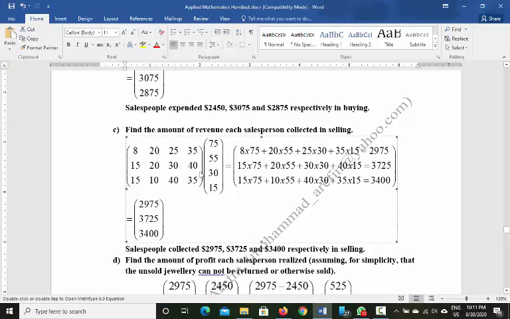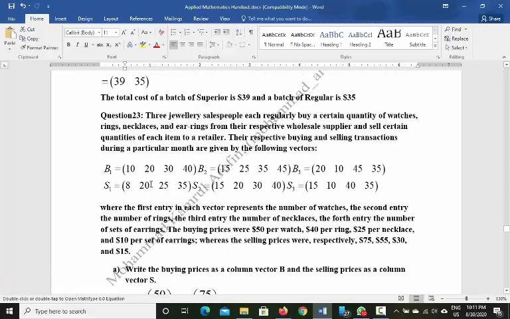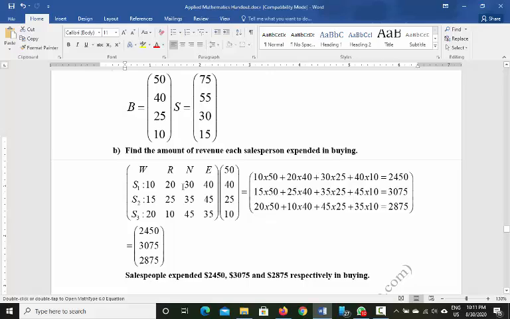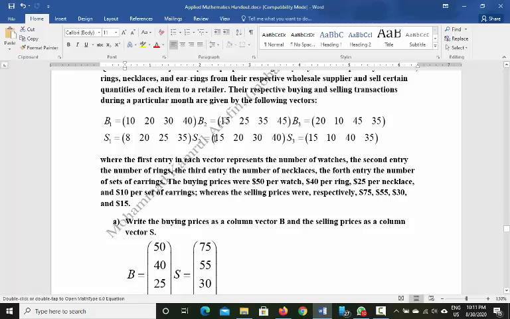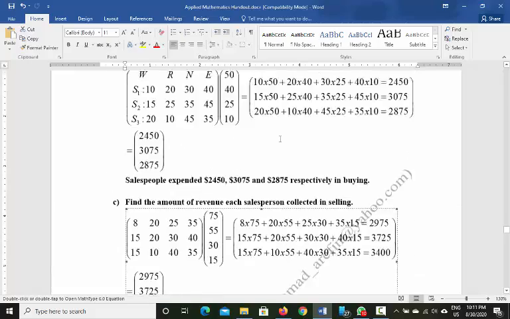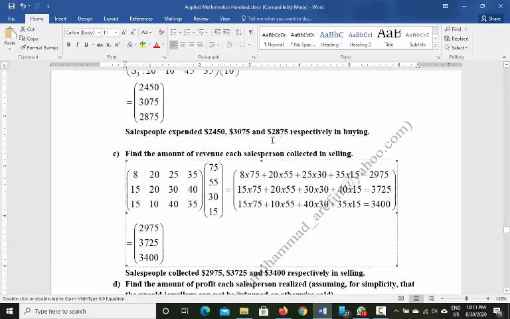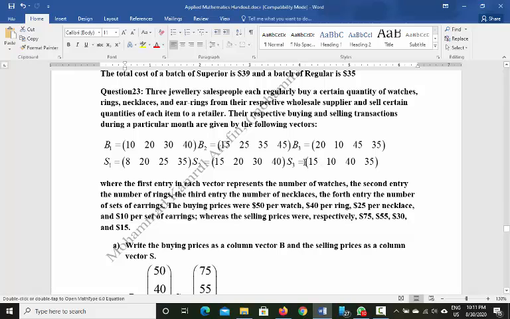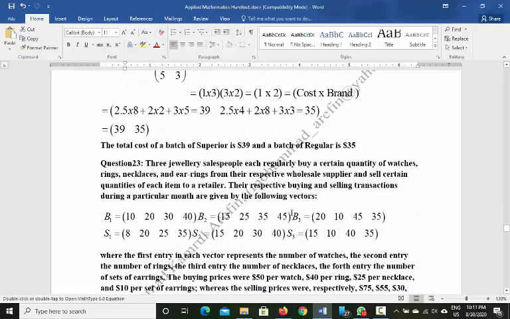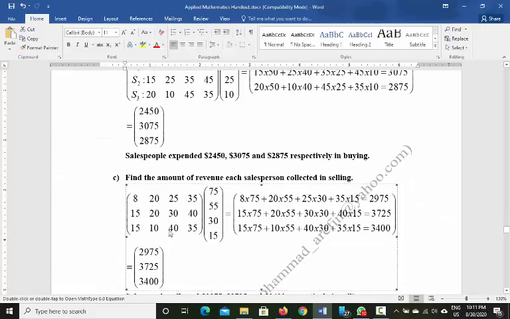This one represents the sales matrix and this one represents the sales price, right? This one represents the sales vector 8, 20, 25, 35 for the first salesperson. This is the sales vector for the second salesperson: 15, 20, 30, 40. This is the sales vector for the third salesperson: 15, 10, 40, 35. So this is the sales matrix.